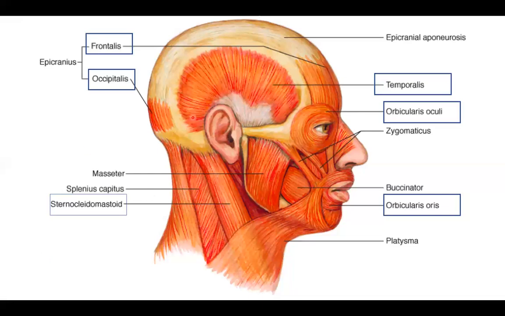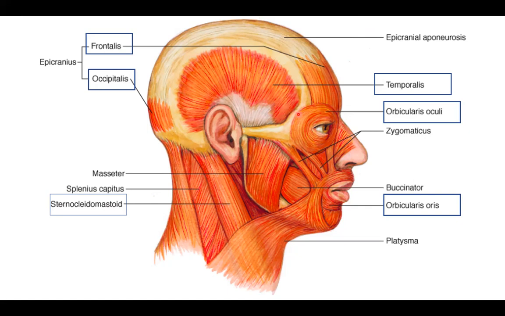Looking at some of the facial muscles, we have the muscle that basically covers the frontal bone and the occipital bone. This is one muscle connected with a broad tendon on the top of the skull called the epicranium or epicranial aponeurosis. The part covering the frontal bone is called the frontalis or the frontal belly of this muscle. The part covering the occipital bone is called the occipitalis or the occipital belly of this muscle. The muscle that covers the temporal bone is called the temporalis.